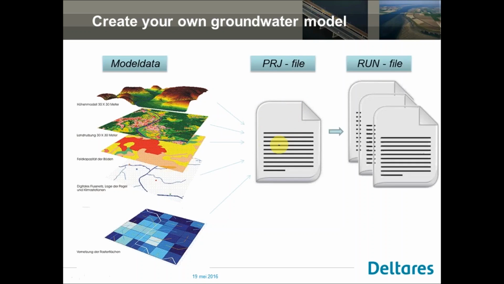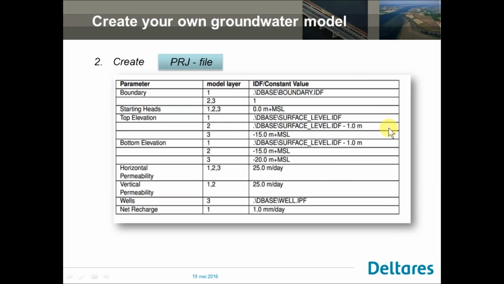And based on the project file, several run files can be created, because you can imagine not one run file is enough. Sometimes you have some time discretizations based on the same model data. Sometimes you need a subdomain to model, but with the same model data, and sometimes you need another scenario for checking. And it's nice to have one project file, and based on that you can create several run files. So first of all, we're going to create our project file.